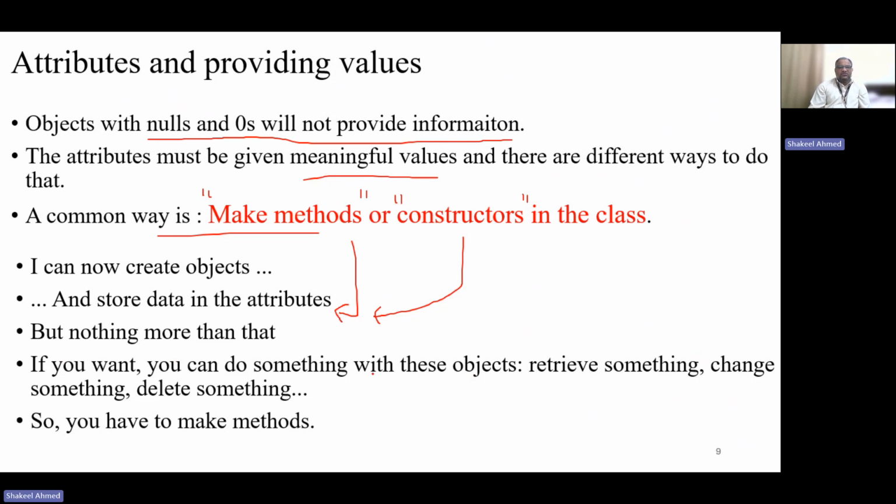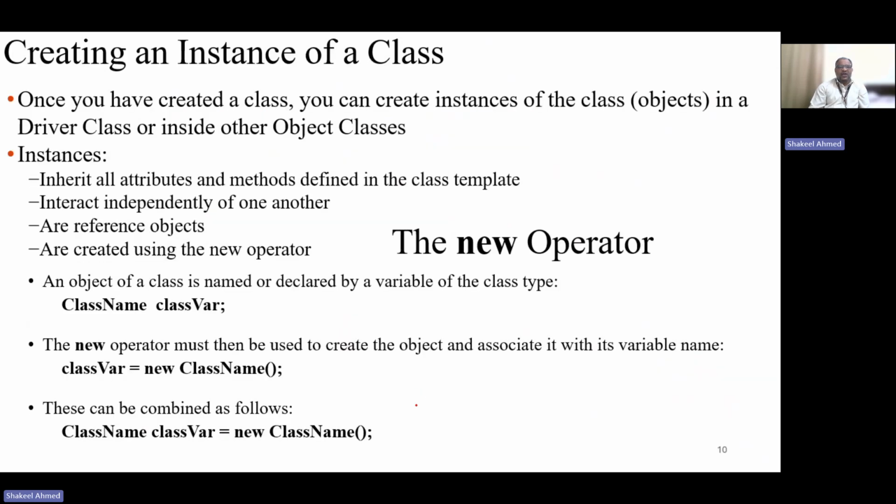If you want, you can now do anything with those objects. You can retrieve something, change something, delete something, as you want, according to the program that you are doing. For that you have to make what are called methods. So now we will do the methods.